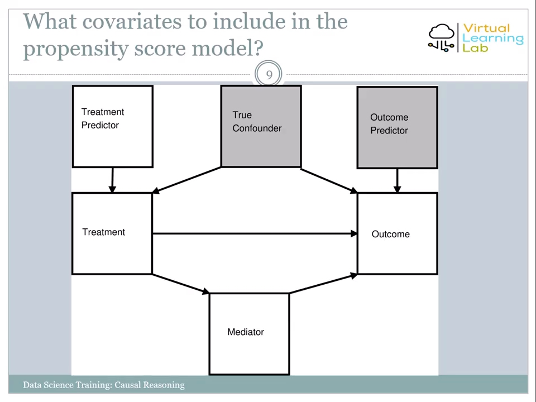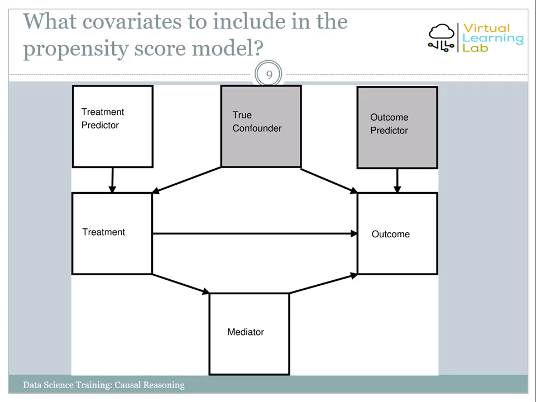The variables that you want to control are in gray here. The most important are true confounders. True confounders have a relationship with the treatment assignment mechanism and the outcome, and omitting true confounders leads to biased treatment effect estimates. You also want to control predictors of the outcome, because even though omitting them does not lead to bias, including them increases your power, because it reduces variance.